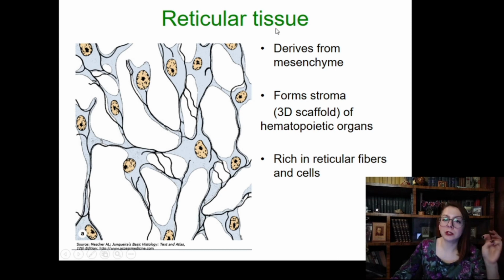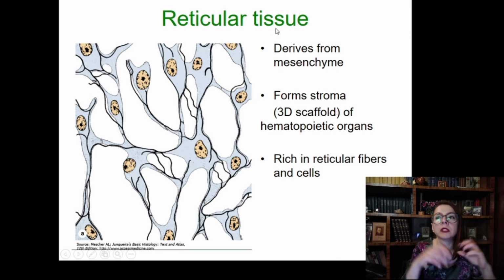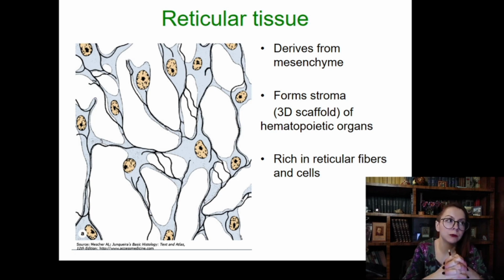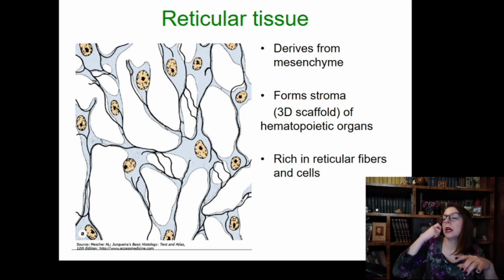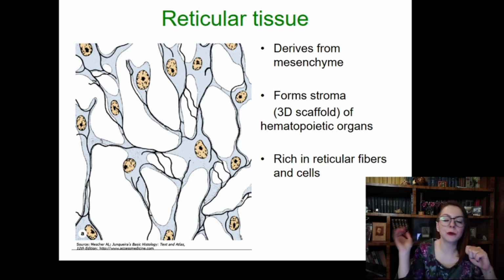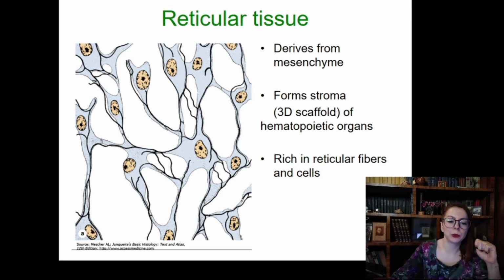So what is the reticular tissue? This is the three-dimensional scaffold for organs where blood cells are located. For example, for lymphoid organs such as spleen, lymph node, thymus, not thymus, I'm sorry, in thymus reticular tissue is absent. And also for red bone marrow, a hematopoietic organ.